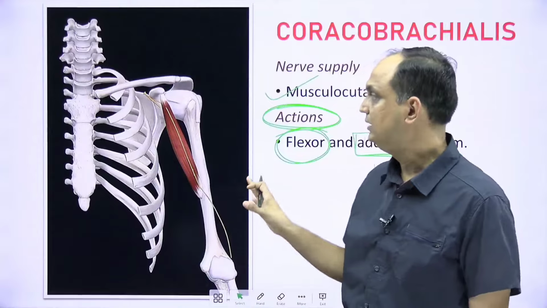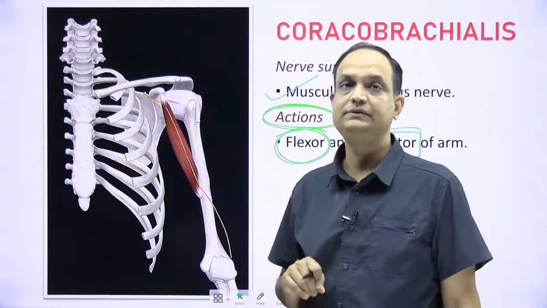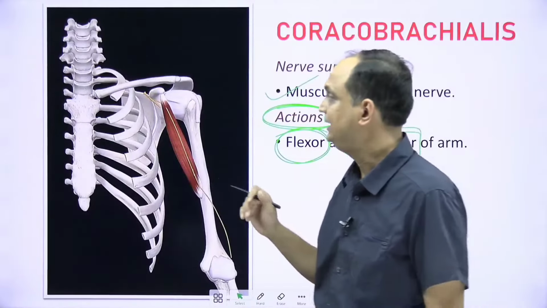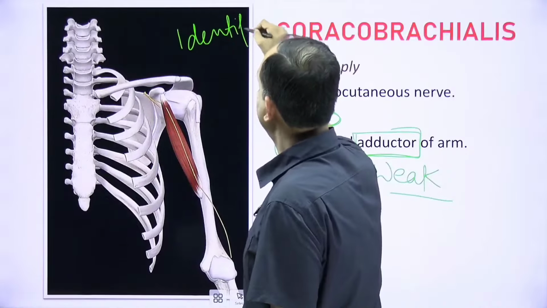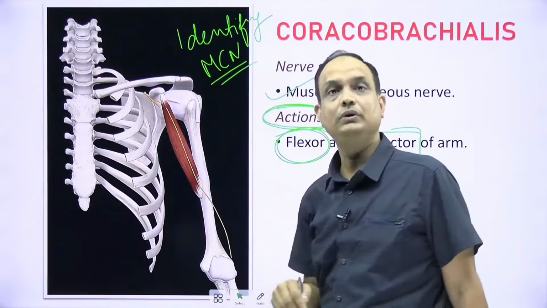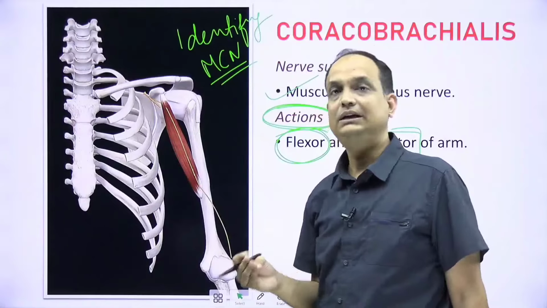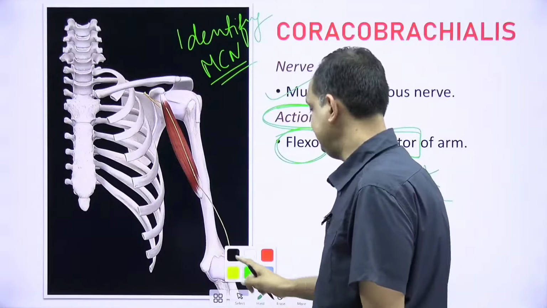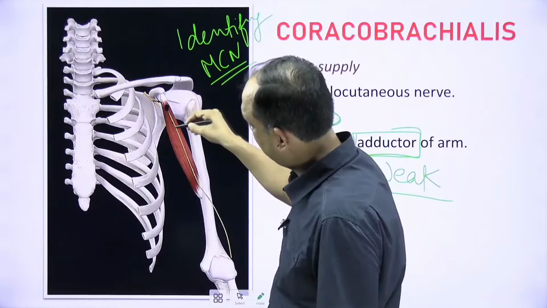Now, in this diagram you can see one very important concept of coracobrachialis, which is a very commonly asked question in exams: how to identify the musculocutaneous nerve? You know that the musculocutaneous nerve arises from the lateral cord. In this diagram you can see that as soon as the nerve arises from the lateral cord, it passes laterally, and it is emerging out from this muscle.